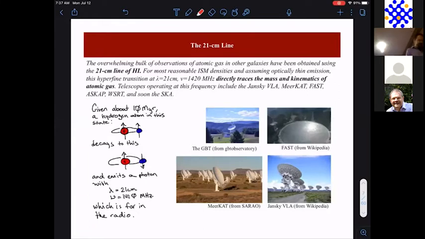So this is the hyperfine transition. It's a spin flip, and it's extremely unlikely for an individual H1 atom. The Einstein A implies a decay time of something like 10 million years. Fortunately, there's a lot of hydrogen.